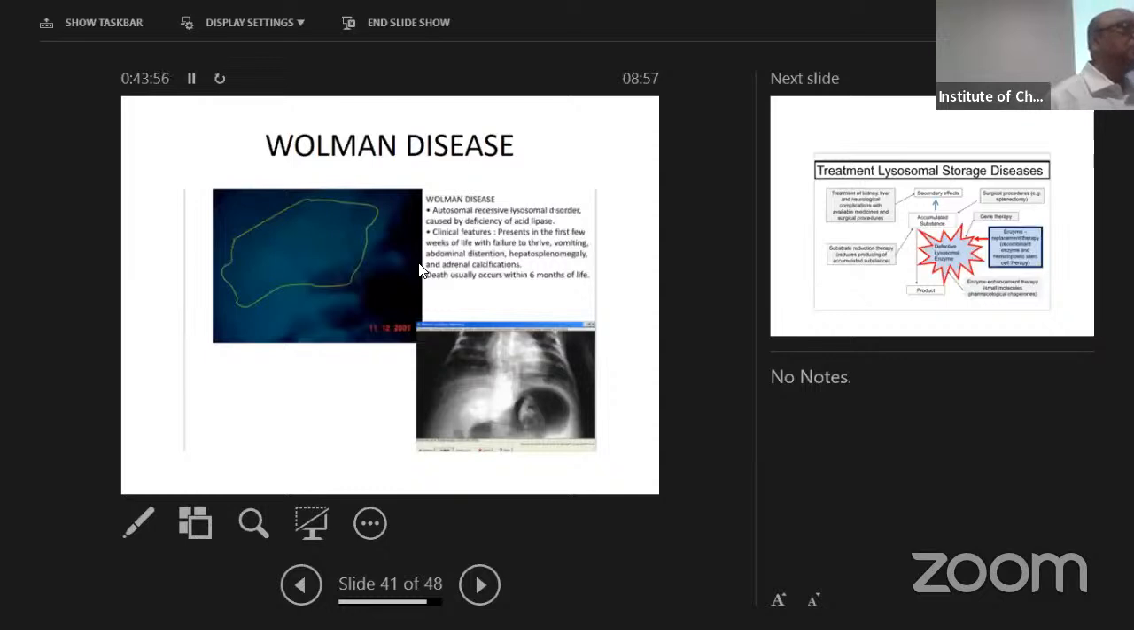And now there is a treatment for that. Lysosomal acid lipase, LAL. There is a treatment for Wolman disease. And if you look for Wolman disease, one of my colleagues, a consultant gastroenterologist in the UK, is working on Wolman disease. So there is a treatment for that.